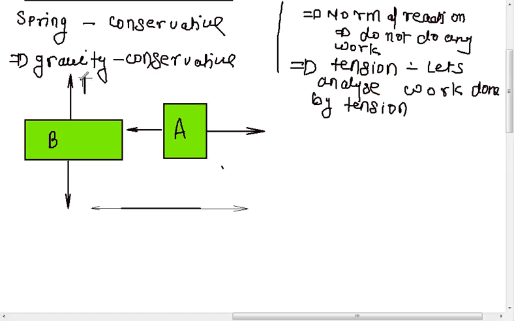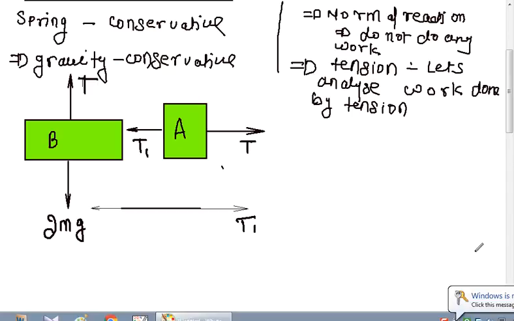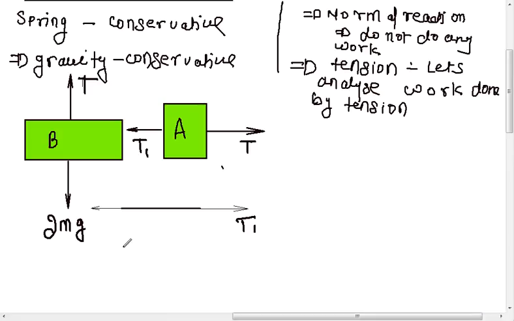This is the T. Okay, this is the 2mg. Be careful. Okay, here this is again T. Why? You should think why. This is the T1. Okay guys, and this will be the T1, and this will be the kx.